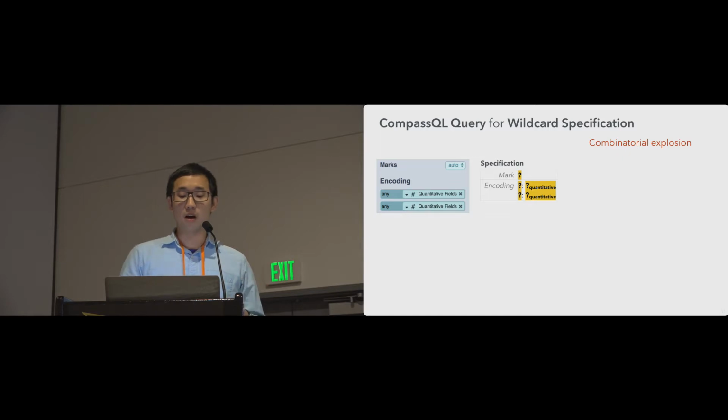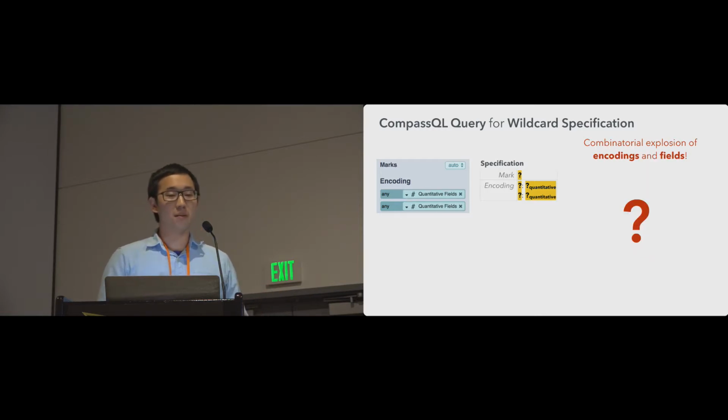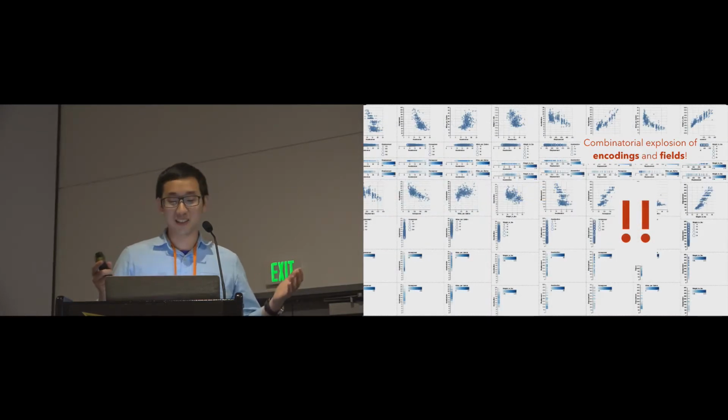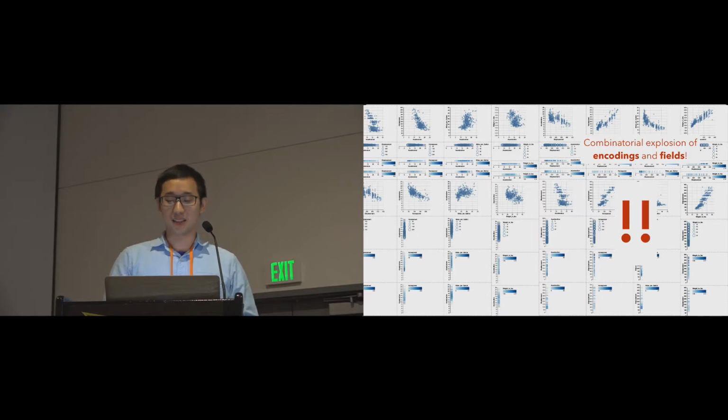Enumerating all different data fields and visual encodings will lead to combinatorial explosion. For example, just enumerating visual encodings for a fixed pair of fields already produces a number of different designs. So guess what happens if we enumerate both encodings and fields? Oh well, you get a lot of charts. Recommending all of this will only overwhelm the analyst.